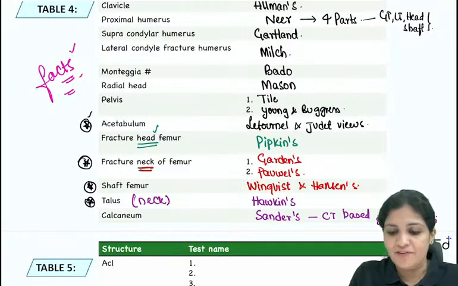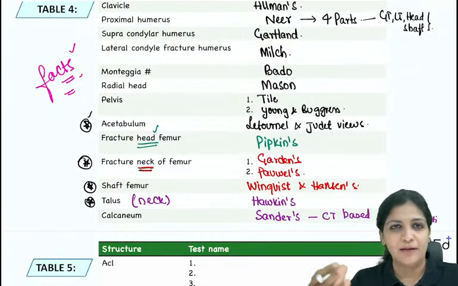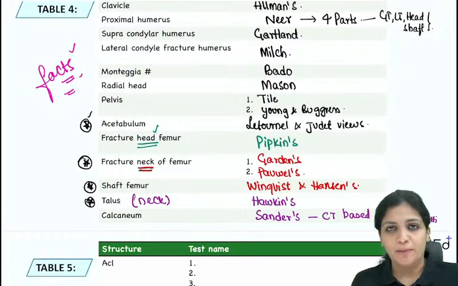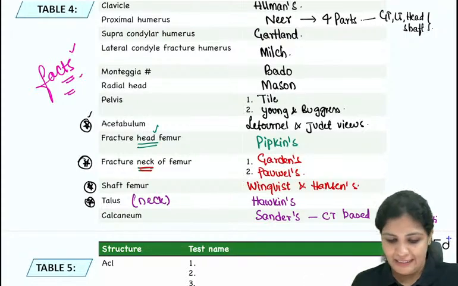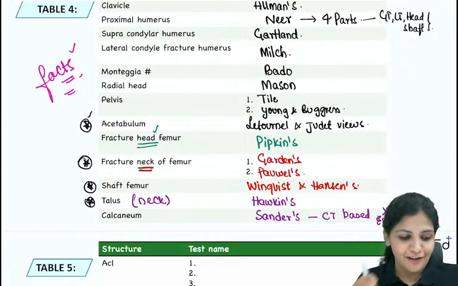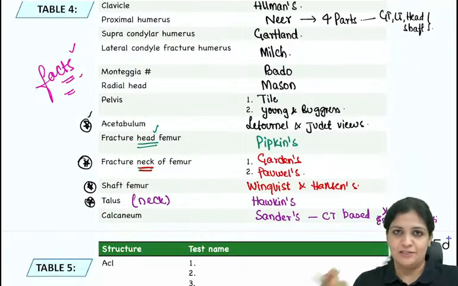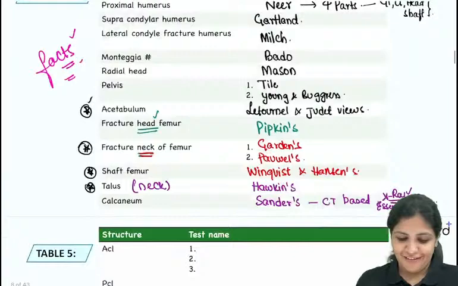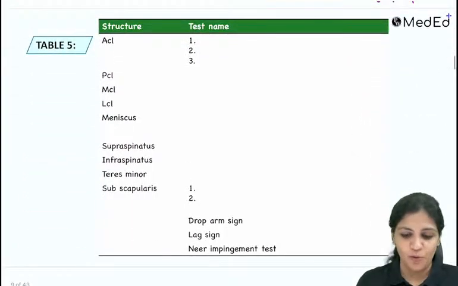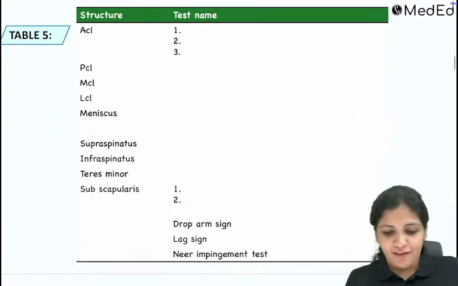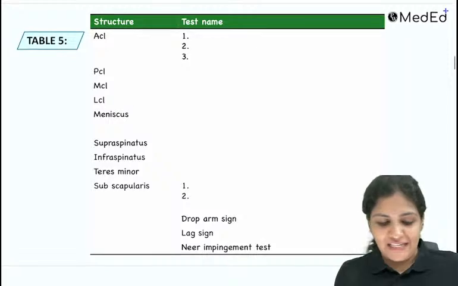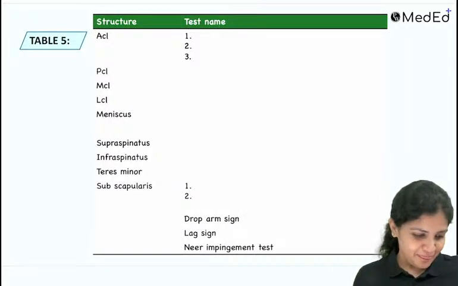So Gartland anyways you will remember, right? Because it is very, very important. You got used to it. So you will remember the supracondylar is Gartland's. But still, if you want to remember a few, then you go for acetabulum or neck and talus, Hawkins. Okay, we'll discuss that later. Okay, now we are done with the classification names.